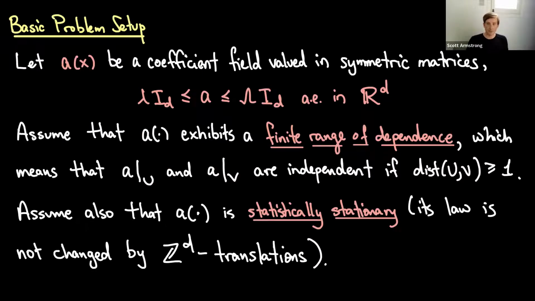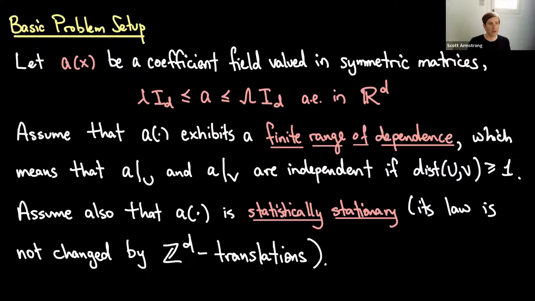Okay, so what is the basic problem setup for me? As usual, I have a coefficient field A of x. Let's say that it's uniformly elliptic, which means it's bounded between two multiples of the identity. Let's go ahead and even assume it's a symmetric matrix, so I don't have extra things to worry about.